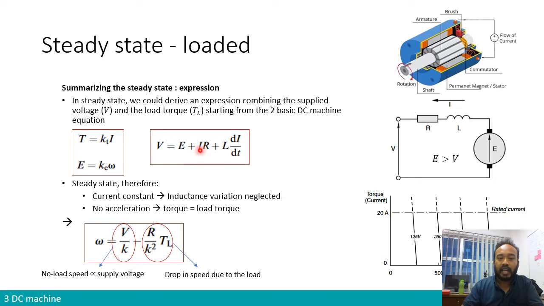Plus IR over K. If you look at the equation, what is I over K? If you write I over K, it is basically T over K square. We bring K over here, we have T over K, we have T over K square. If we do the calculation, you will end up with this equation at the end. Assembled together, the speed of the machine in steady state will be equal to the voltage supplied divided by the constant K, minus the resistance of the armature winding divided by K square, multiplied by the load torque TL.